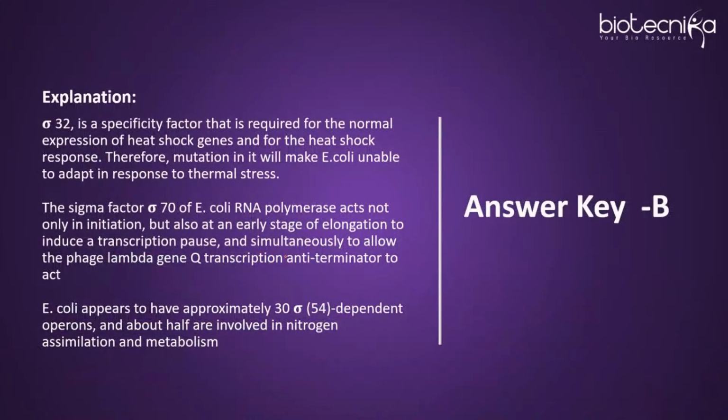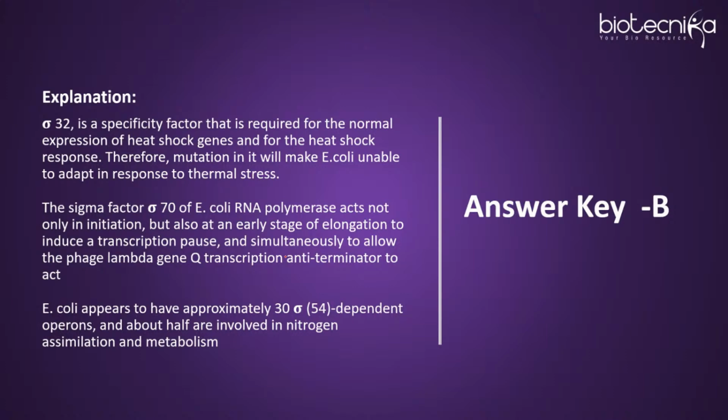The explanation for this question is given here. It says that sigma 32 is a specificity factor that is required for the normal expression of the heat shock genes and for the heat shock response in bacteria. Therefore, a mutation in it will make E. coli unable to adapt in response to thermal stress.